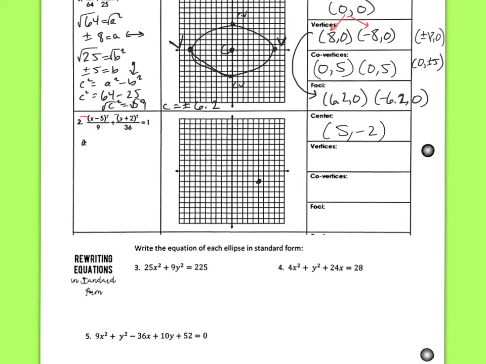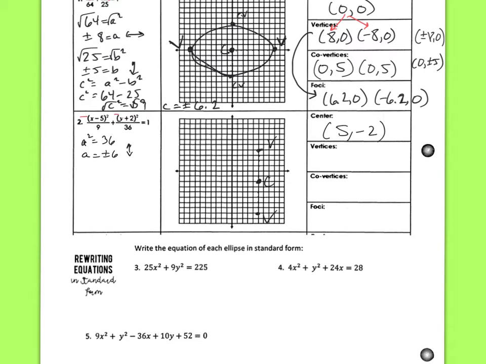A squared is 36, which means a is plus or minus 6. This is the bigger one. This is underneath the y. So we're going to go up and down. So we're going to go up 6, and we're going to go down 6 from the center. So these are your vertices.